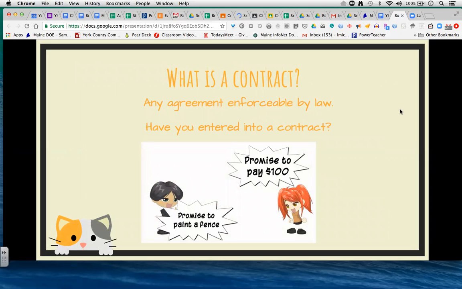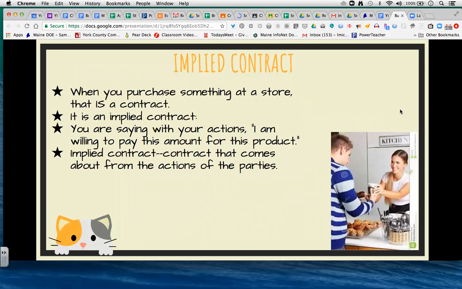What is a contract? It is any agreement enforceable by law. Have you entered into a contract? When you purchase something at a store, that is a contract. It is an implied contract. You are saying with your actions, I am willing to pay this amount for this product. An implied contract is a contract that comes about from the actions of the party.